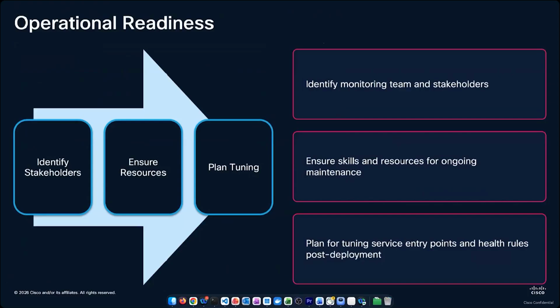I'd like to discuss this last one on the list here, the plan for tuning service entry points and health rules post-deployment. With AppDynamics, you just don't put it in place and it takes care of everything. You're going to have to revisit due to code changes and just performance changes. Could be due to hardware changes. So this is an ongoing thing because you can have a new key performance indicator introduced into your application that you want to monitor. You may have to do some configuration of that later on in the process.